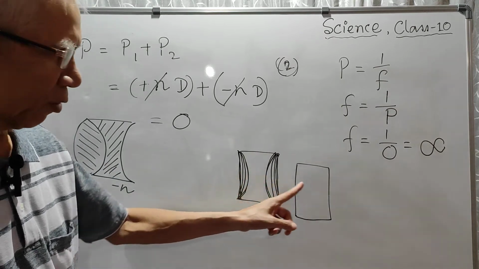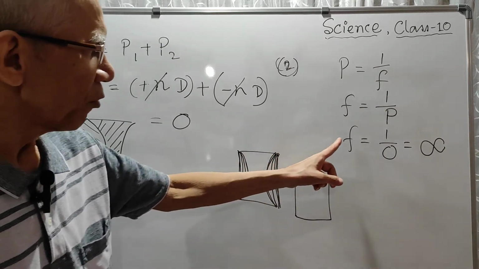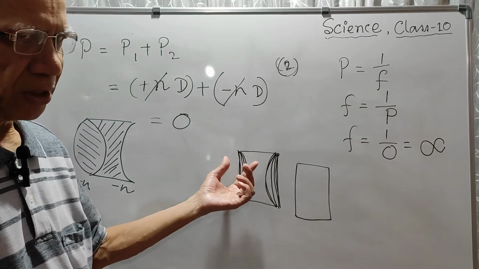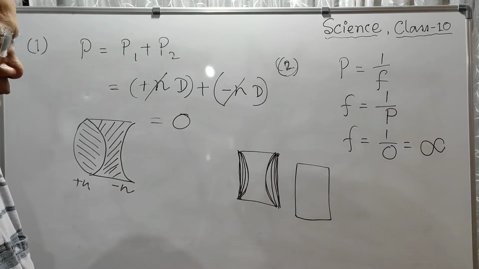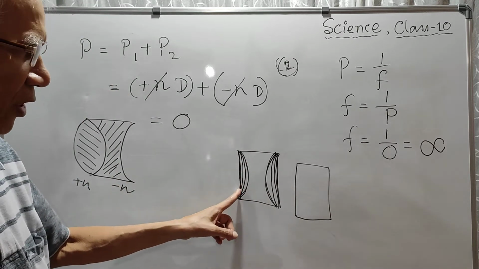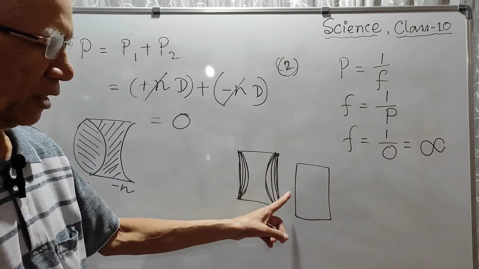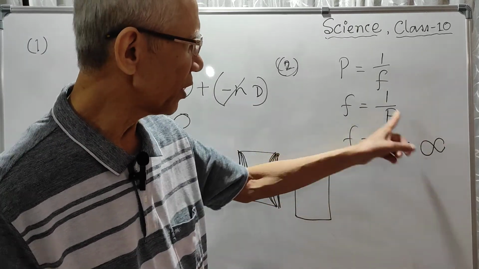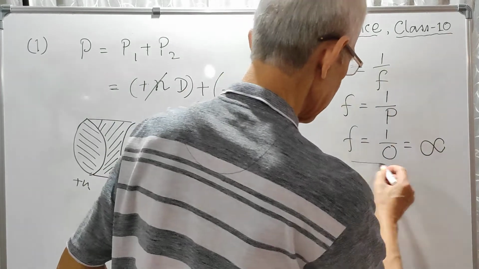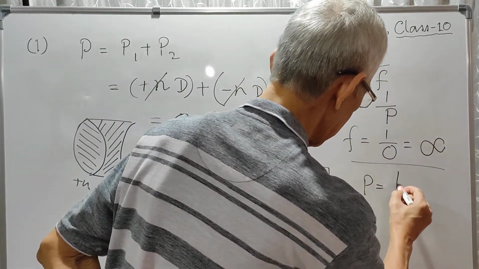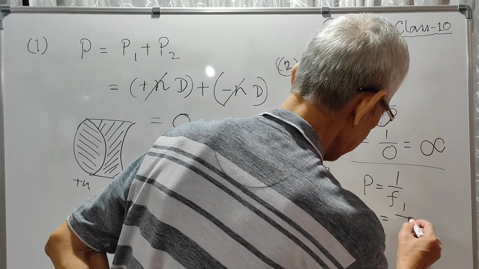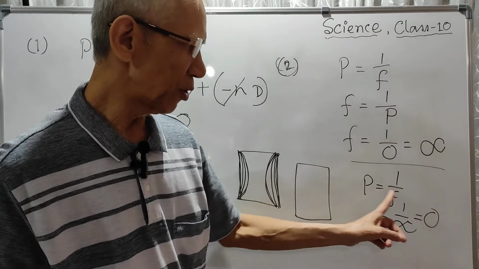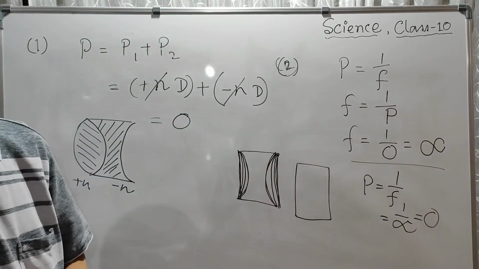Now when there is no more curvature, that means focal length is infinitely large, because if you go on decreasing the curvature, what increases? Focal length increases. Now we have decreased the curvature such that it becomes plane, it becomes straight. Therefore, focal length is at infinity. Therefore, what is power? 1 by focal length. That means 1 by infinity. Now, 1 by infinity is 0. So power is 0. So this lens has power 0.